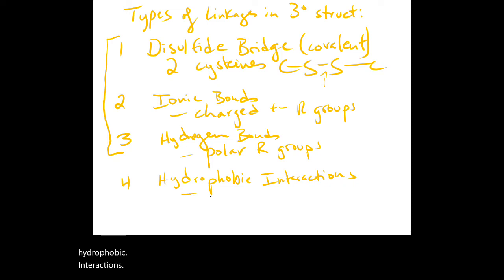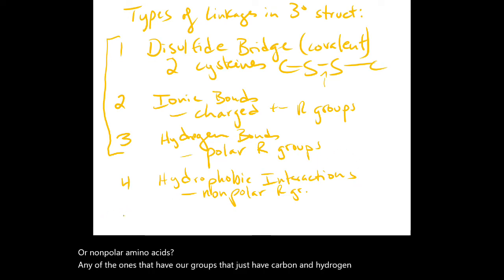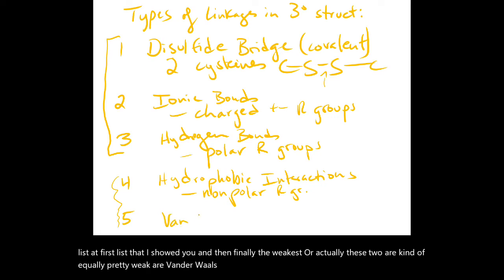And clearly those happen between non-polar R groups or non-polar amino acids. Any of the ones that have R groups that just have carbon and hydrogen in them on that big list, that first list that I showed you. And then finally the weakest, or actually these two are kind of equally pretty weak, are van der Waals forces.